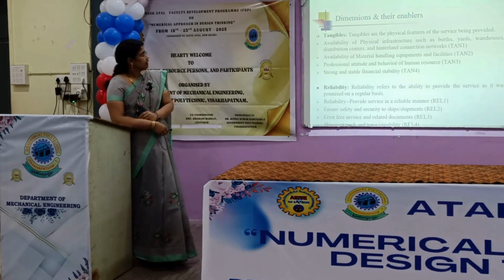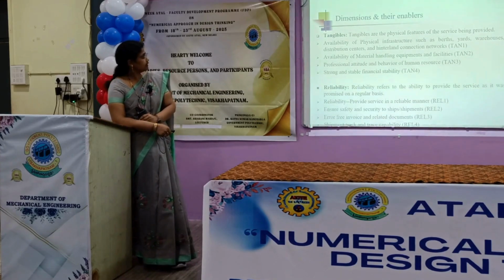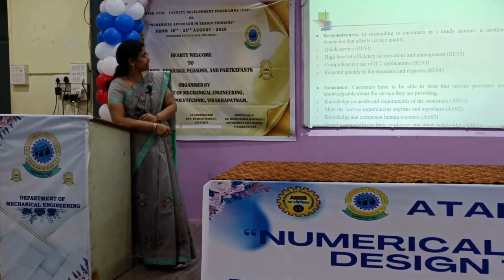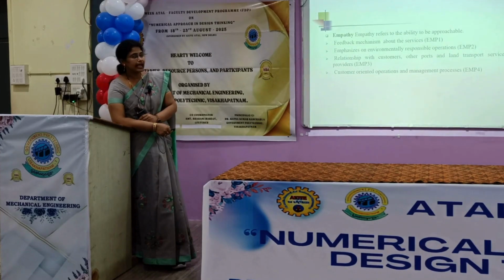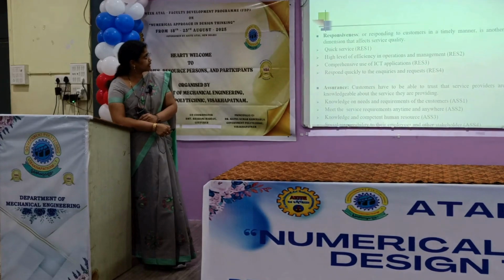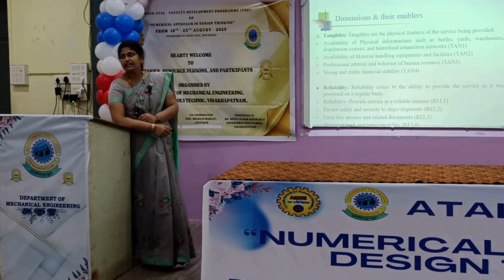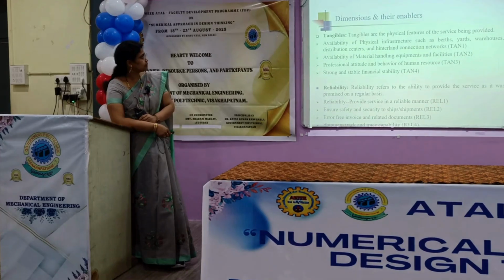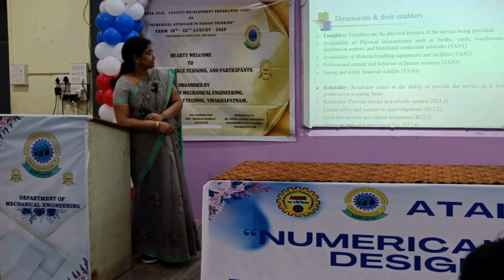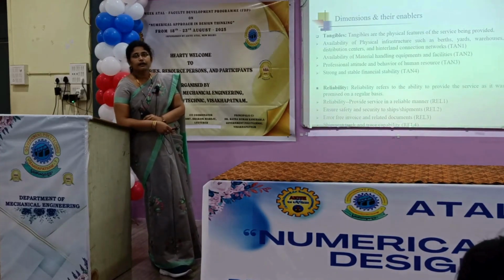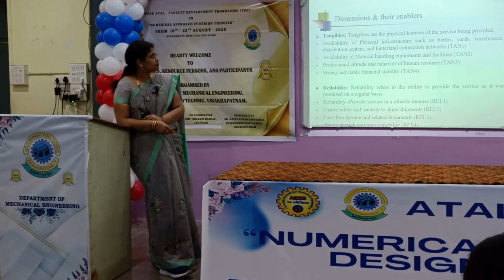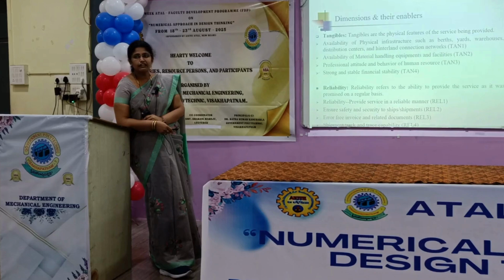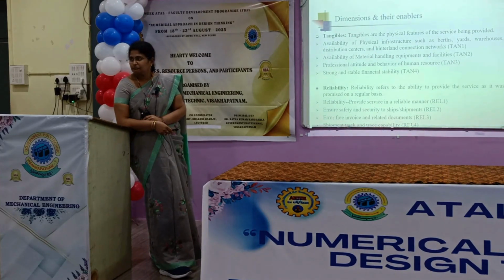So first, the main criteria I considered are five criteria. One is tangibles, second one is reliability, then responsiveness, assurance, empathy. These are the main criteria. Under each criteria, I have considered four sub criteria, performance enablers. Like that, 20 criteria I have considered. First of all, we can see the tangibles. Tangibles represents the physical features or physical facilities available in the container terminal.